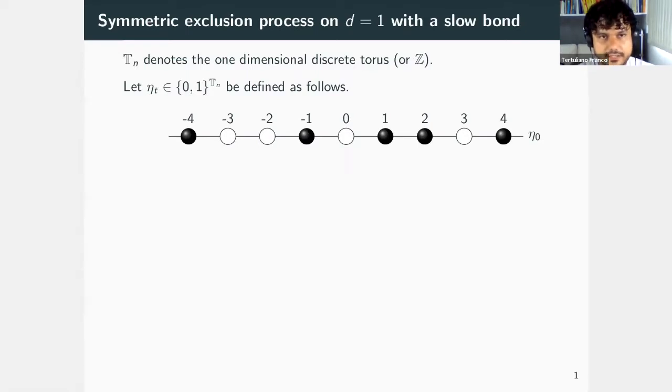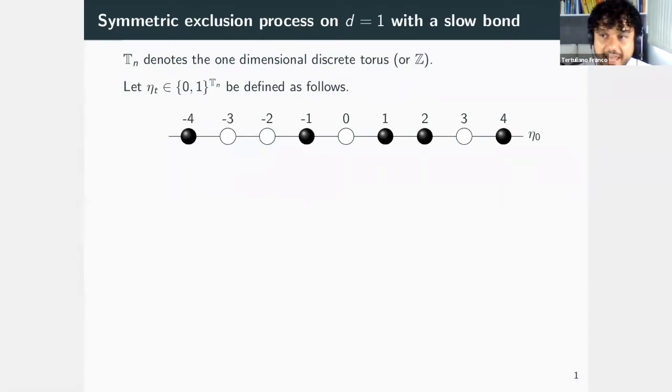So let's define the symmetric exclusion process with a slow bond. η_t will denote the Markov process. In each site, we allow at most one particle, 0 or 1 particle. So, for instance, at -4 there is a particle. So η_0 is here, time 0. So η_0(-4) is 1. η_0(-3) is 0, and so on. It represents a configuration of particles where at most one particle is allowed per site.